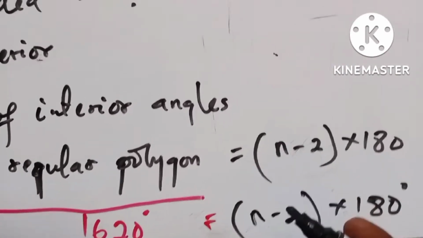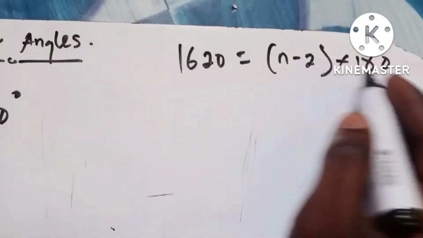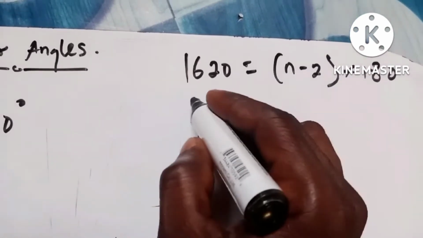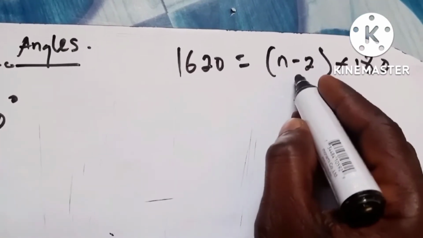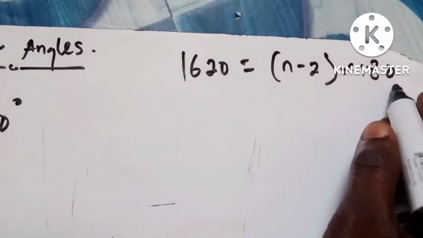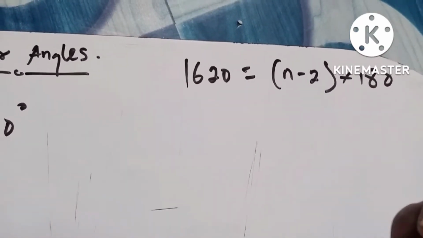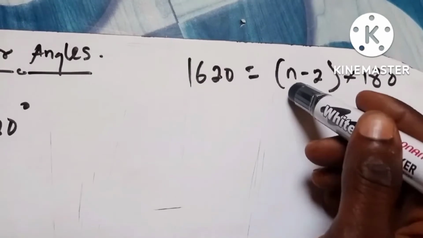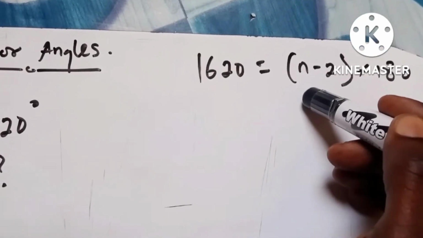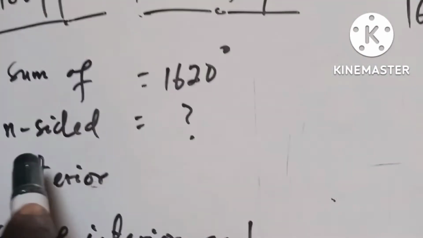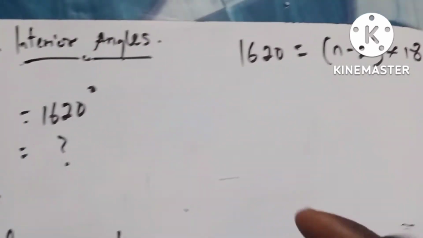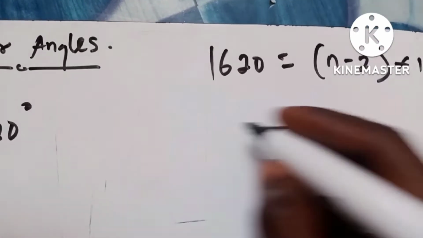So let's see how to do that. This is the equation that we have. From here you have 1620 equal to n minus 2, everything multiplied by 180, right? Our n here is going to be the number of sides, and that's exactly what the question is asking us to find, right? So how do you proceed? Remember, you have to take off this bracket.